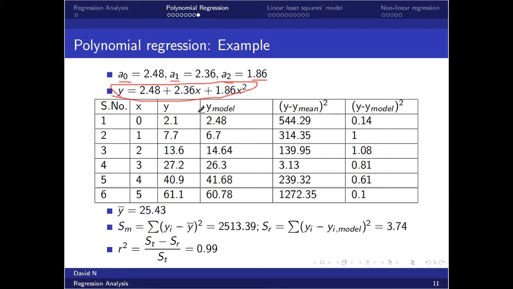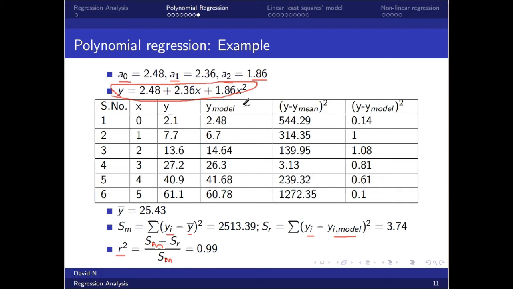Now, having determined the model coefficients, let's see how good our model is by finding the coefficient of determination. Essentially, in our definition of finding the R squared value, we have SM and SR. SM is essentially the summation of the square of the difference between yi and y mean, and then SR is the summation of the square of the difference between yi and y model. And hence, y mean is essentially the mean of the dependent variable.